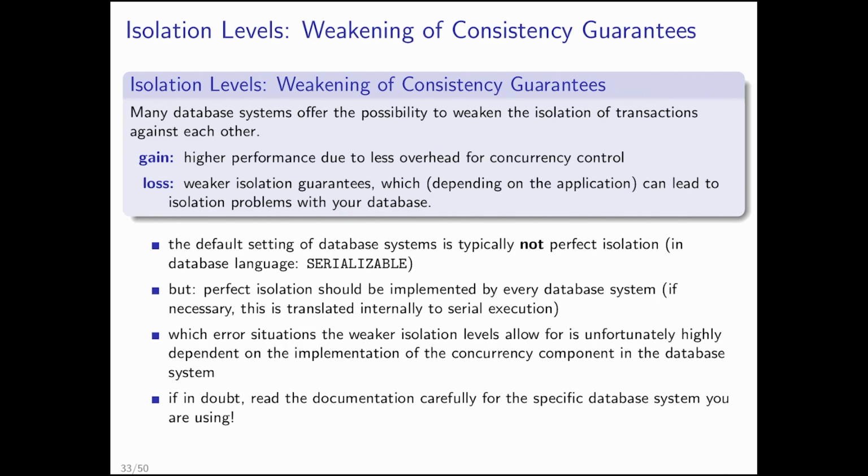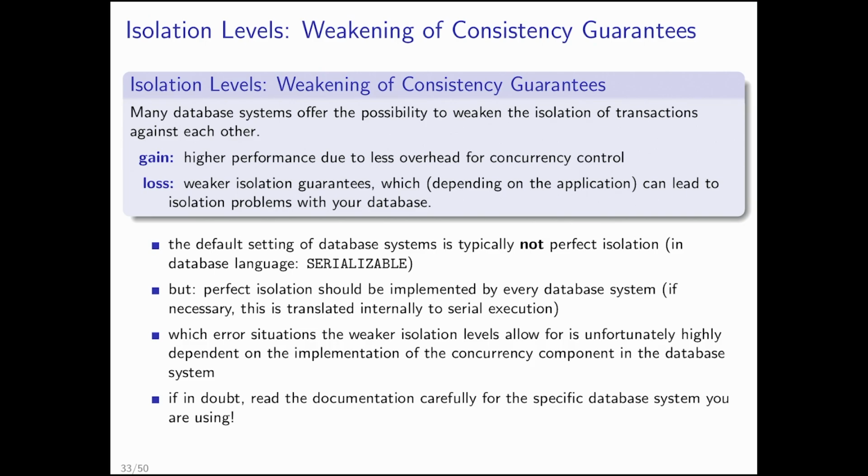This is a trade-off again, in this box. The gain is higher performance due to less overhead for concurrency control. The loss is weaker isolation guarantees, which depending on the application can lead to isolation problems. So if you decide, okay, I'm fine with a weaker isolation level because I'm so smart that I understand all of my queries and all my transactions, I know nothing is going to happen, the next day an application developer comes up with a query that ruins isolation and you're screwed. So it's a very sensitive, very risky tuning knob to change.